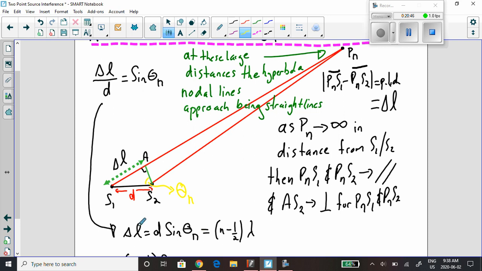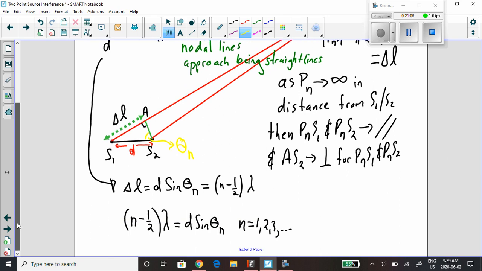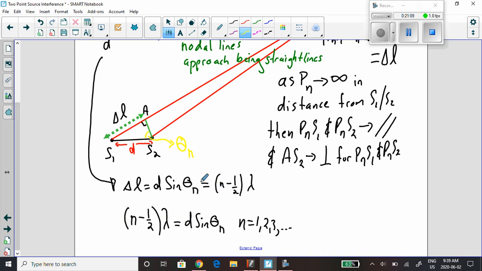But I know from my previous work, for a nodal line, delta L, which is the path length difference, remember we just did that a few moments ago? It has to be (n minus a half) lambda. So now I'm going to rewrite this equation in its most famous form. (n minus a half) lambda is equal to d sine theta n, when n is the first nodal line, the second nodal line, the third nodal line, the nth nodal line.